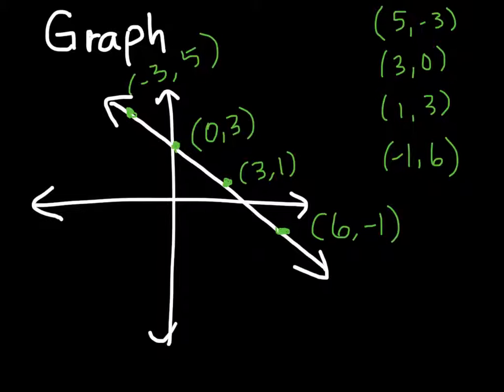So I'm going to go out here to (5, -3) and plot a point. I'm going to go to (3, 0) and plot a point. I'm going to go to (1, 3) and plot a point. And I'm going to go to (-1, 6) and plot a point. And then I'm going to draw my line that goes through those points. And that is my inverse function of that graph. Sometimes they will have exact points where they cross that you've written, and other times they won't.